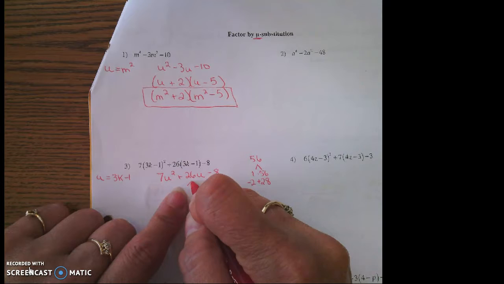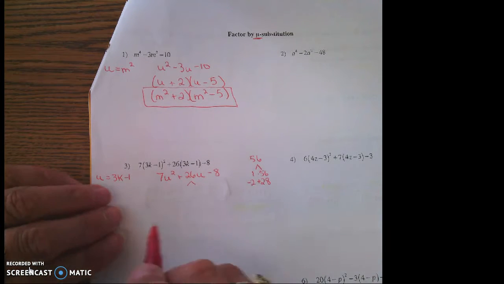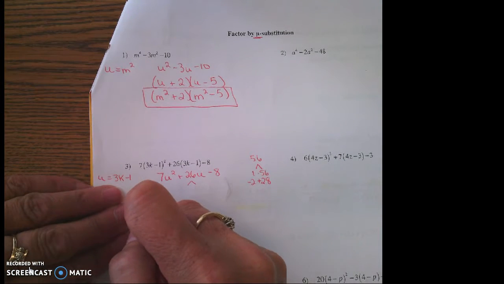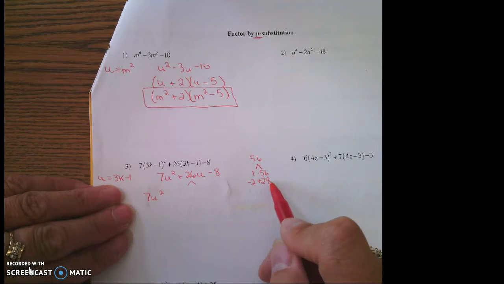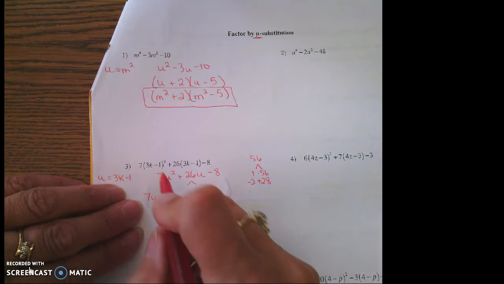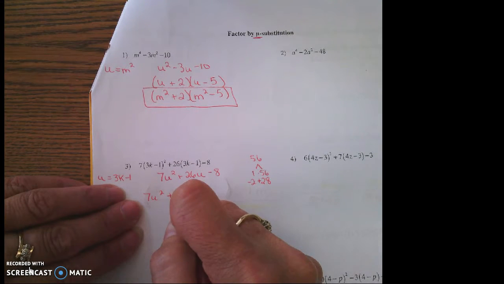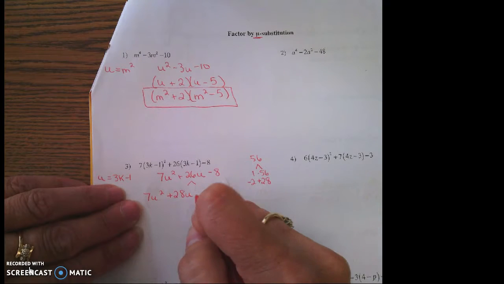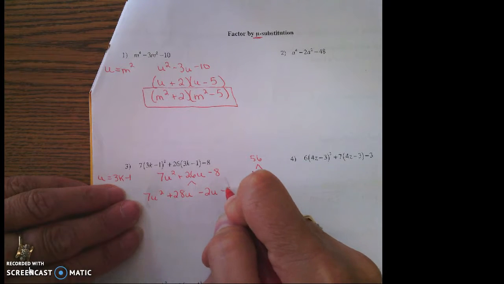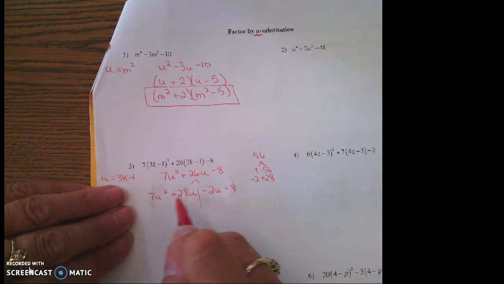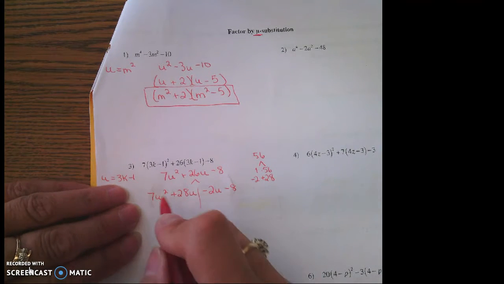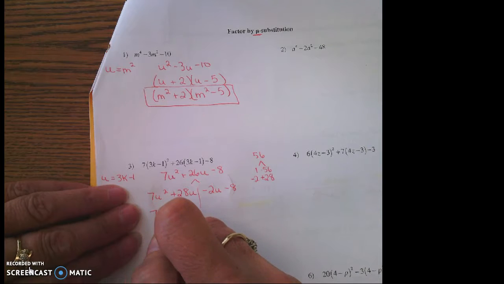So now I'm going to do the factoring by grouping. So I'm going to rewrite this. So here's my 7u squared. It really doesn't matter which one you pick, but 28 has something easily common with 7, so I'm going to write that next. Plus 28u, and then I have the minus 2u minus 8. So I can split this down the middle. Factor by grouping. This has a greatest common factor of 7u.